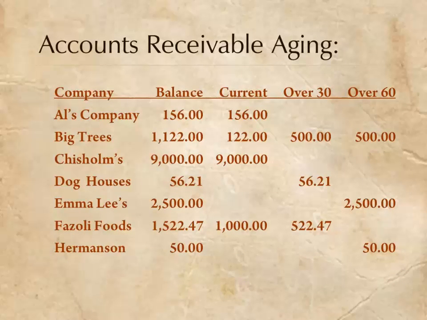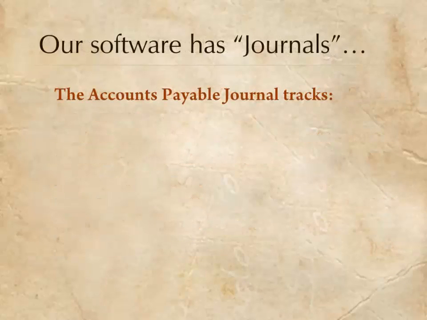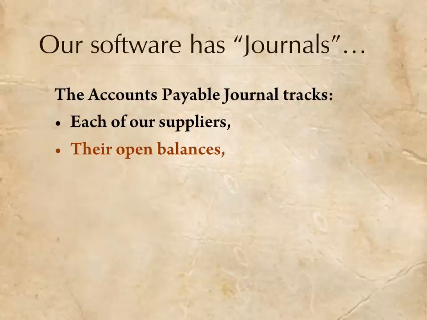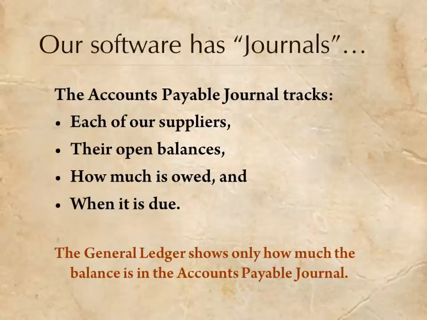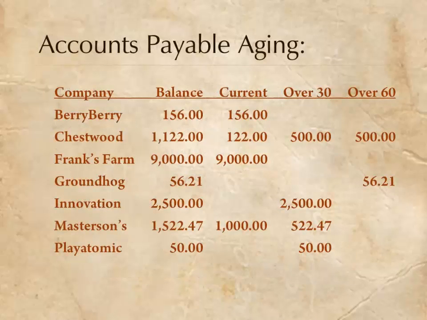The software has other journals too. The accounts payable journal tracks each of our suppliers, their open balances and the invoice numbers, how much is owed on each invoice, and when it is due. Again, the general ledger shows only the accounts payable balance, or the total of all unpaid vendor invoices. All of the other details are tracked in the accounts payable journal. We can see the aging there.